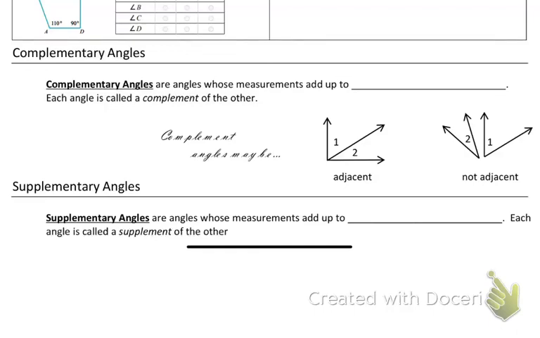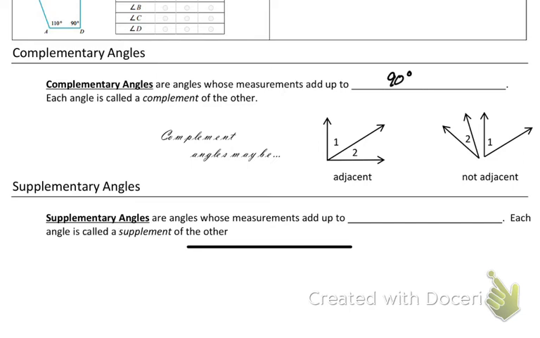Big word number one: complementary, slash, complements. Complementary angles are two angles, only two angles, whose measures add up to 90 degrees.